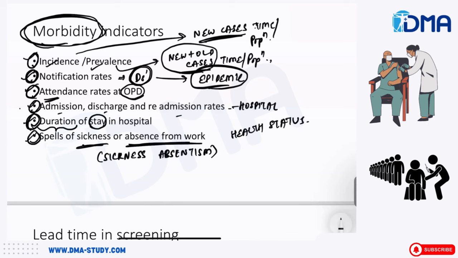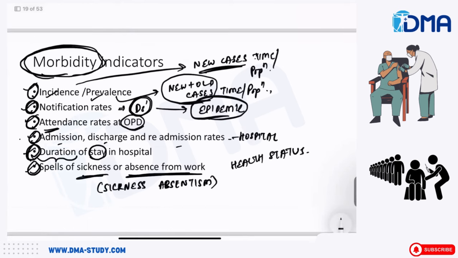So for disease, you have various indicators, which is incidence, prevalence. We have notification rates for the diseases. We have attendance rates at the OPDs. We have admission, discharge, and readmission rates. We have duration of stay in the hospital. We have spells of sickness or absence from work. Fine. You have to know all these six indicators because they might ask you in an all except question.